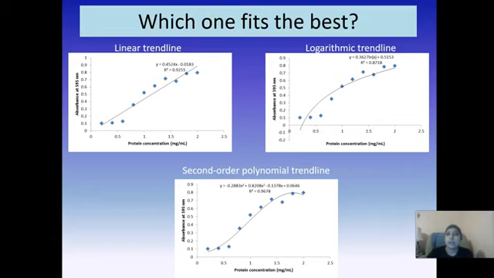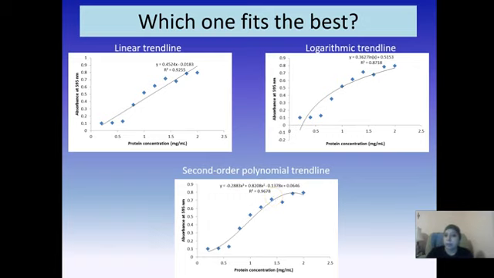The way you're going to choose which one fits the best is simply by looking at the regression value for now. So this is what you're looking at. In any of these lines, the closer the regression value is to 1, the better the fit. So between these three, in this particular example data, the second order polynomial trend line seems to fit the curve the best.